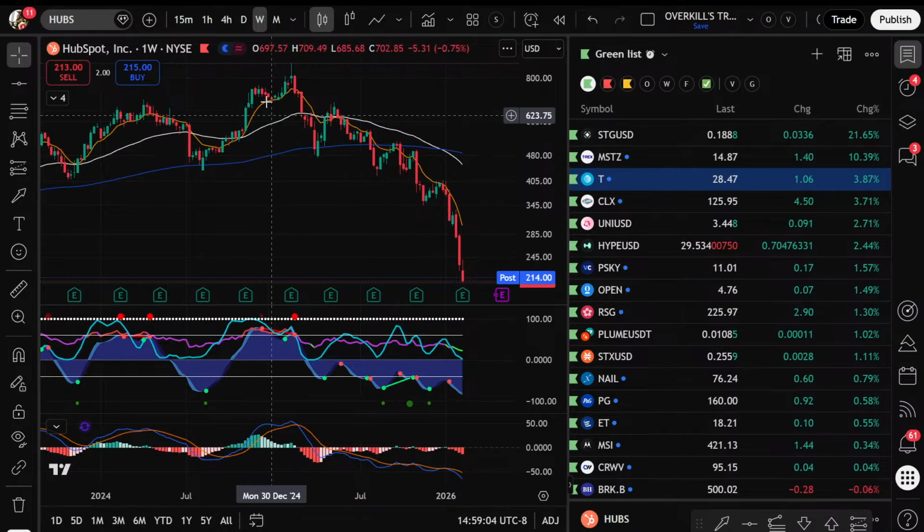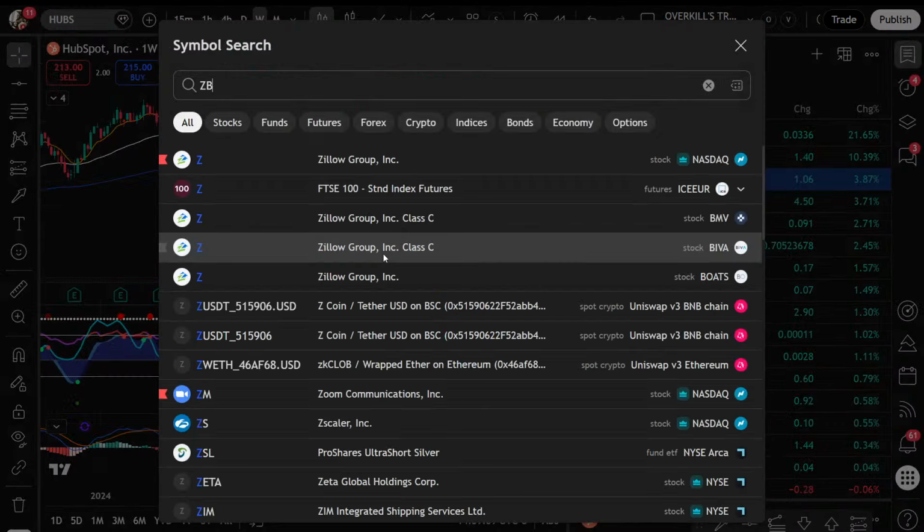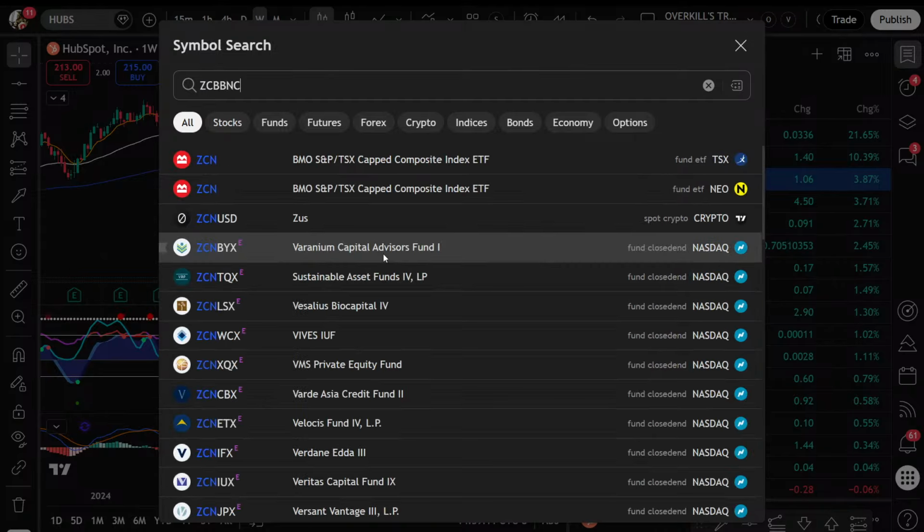This thing's a falling knife. So watch for a bounce on that. Watch for a signal, right? Green dot is your friend.